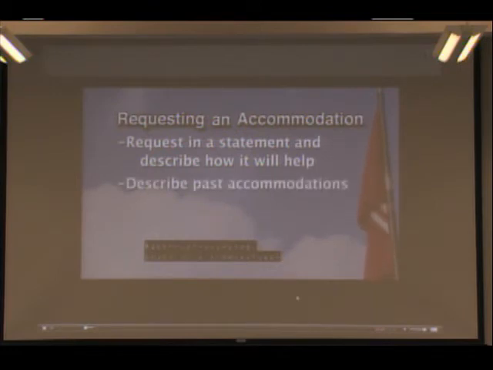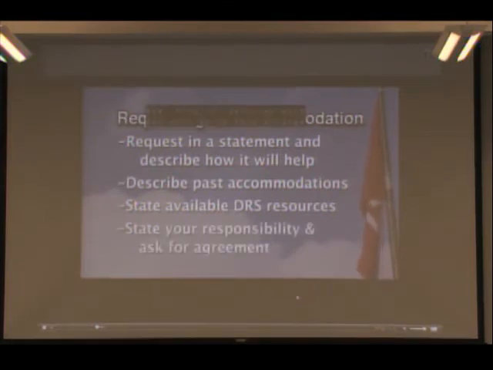Make the instructor aware of accommodations used in other courses. State available resources from DRS, or say, "I have a letter from DRS." And finally, describe what you will do to help arrange for the accommodation and ask for agreement.